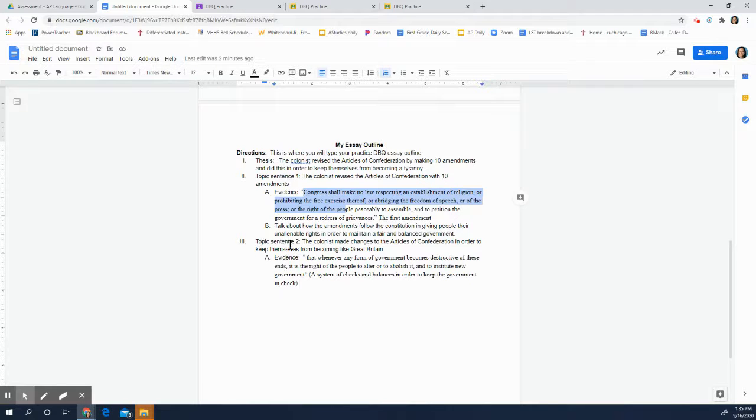Okay. Second topic sentence, the colonists made changes in order to keep themselves from becoming like Great Britain. This is the why, right? And so we have again from the Declaration what they didn't like about England.